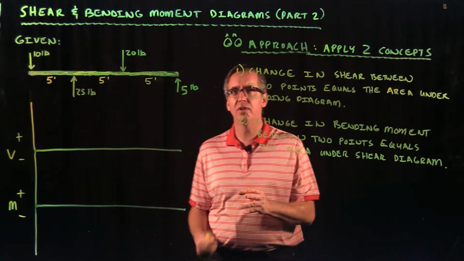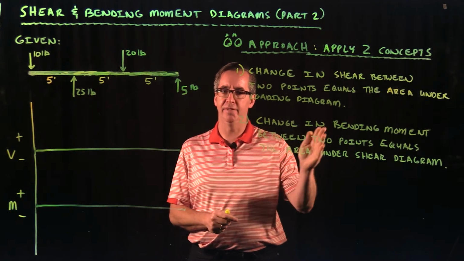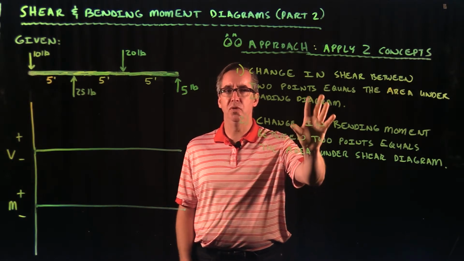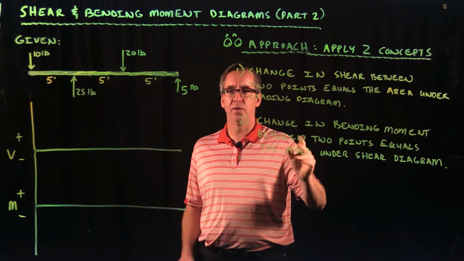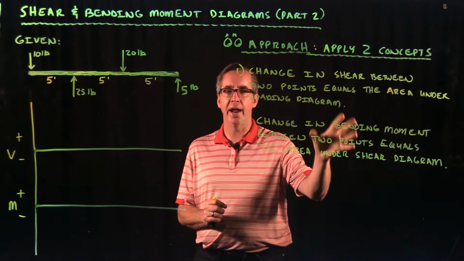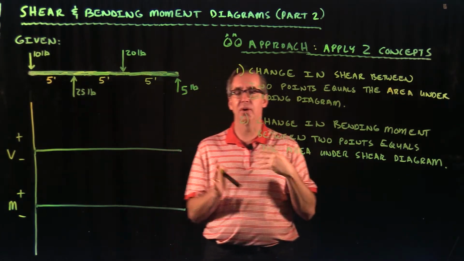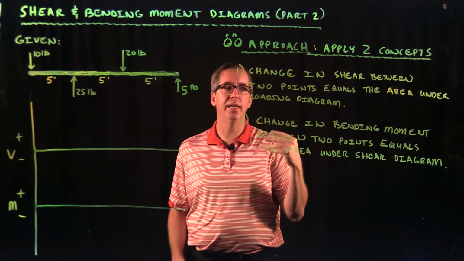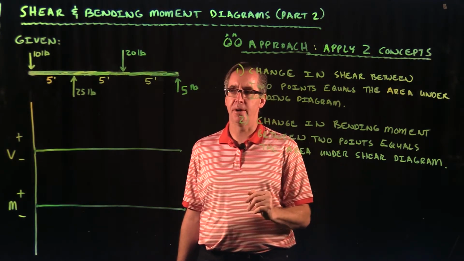Now this approach is a little different than the approach that we did in an earlier video, in which we made cuts at various points along the beam and applied equilibrium. This approach uses two fundamental concepts that we covered in the lesson material online. The first is that any change in shear between 2 points is equal to the area under the loading diagram. Again, this will be more self-explanatory as we go through it. The second relationship that's really important is that a change in bending moment between 2 points is equal to the area underneath the shear diagram.